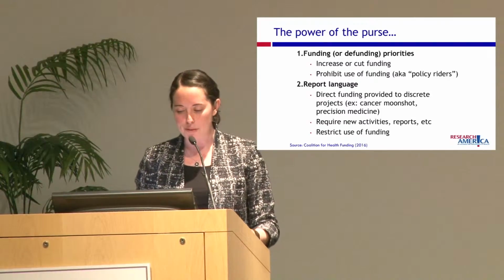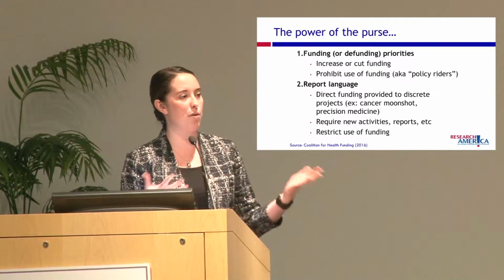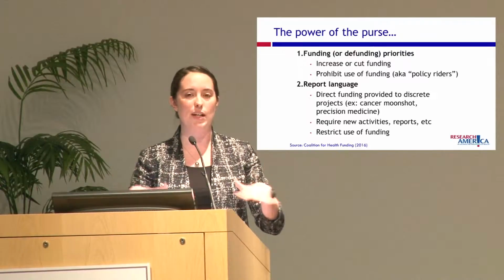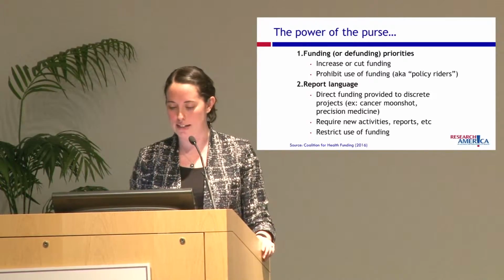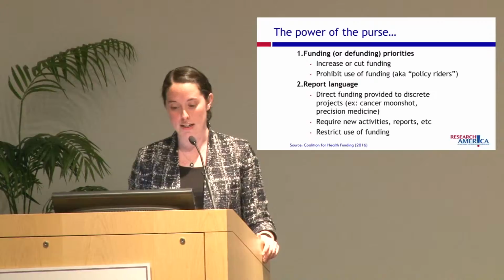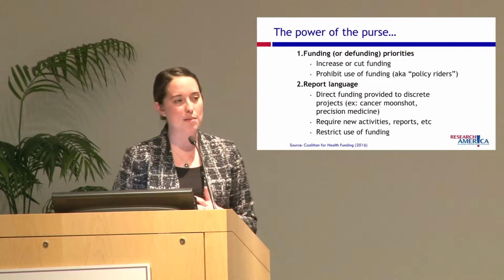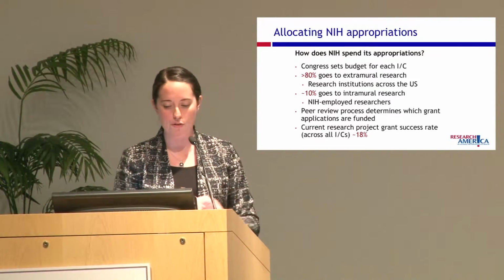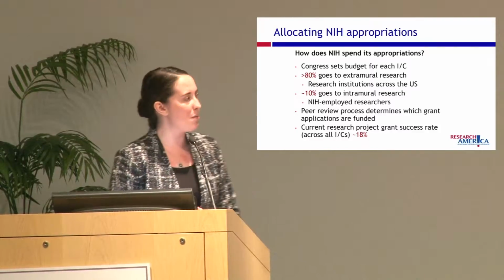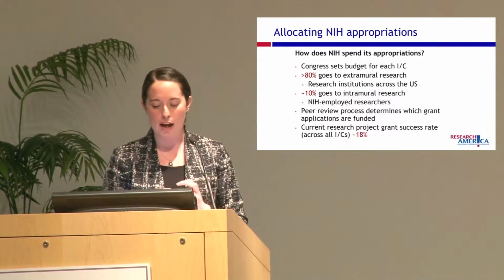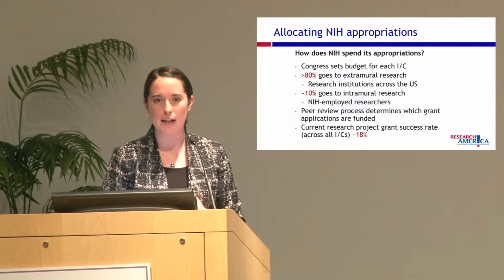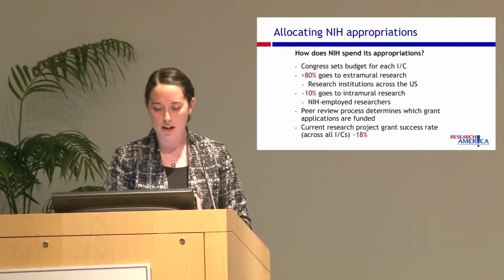And when you hear about policy riders, that's basically when the appropriators are saying you can't use this funding to pay for a certain type of activity. So that's the main content of an appropriations bill. And when we think about NIH in particular, this is just an overview. You may remember sequestration, and you'll see that accounts for a big cut in 2013 on this chart.